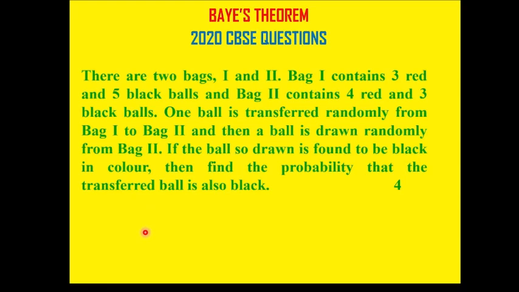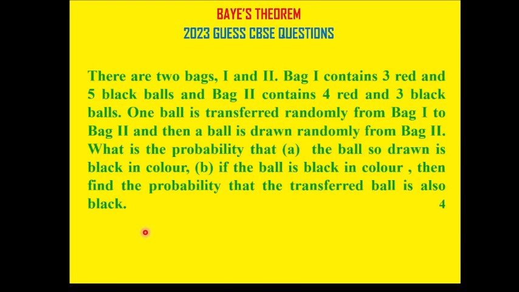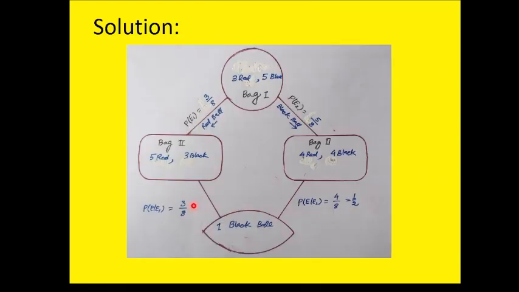So, the same question, if I frame it as a 2023 guess question, it will look somewhat like this, and here also the initial setup will be the same, and finally it will be bifurcated into two parts, and there will be some picture attached to it, which I have not done for the rest of the questions. The ball so drawn is black in color. First part, what is the probability? Second part, if the ball is black in color, then find the probability that the transferred ball is also black. So, in the diagram, the first step is here bag 1.